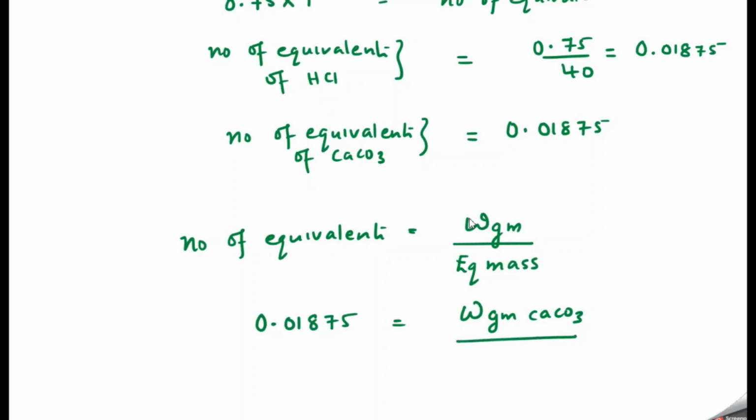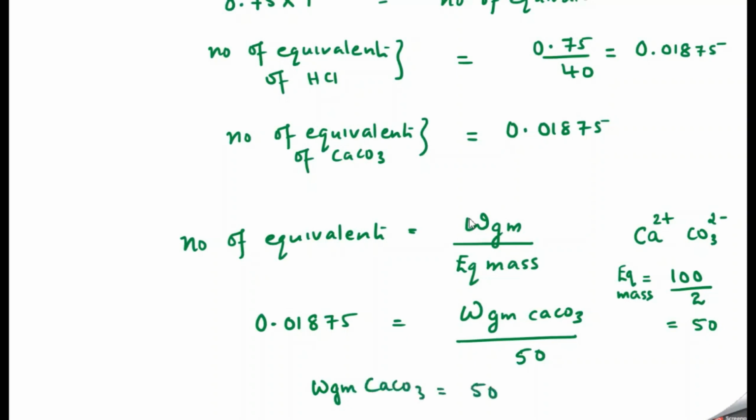What is the equivalent mass of calcium carbonate? We know that calcium carbonate will split as Ca2 plus and CO3 2 minus. So the equivalent mass of calcium carbonate is molecular mass, that is 100, divided by the total charge of the cation or total charge of the anion, that is 2. So you will get 50. That is the equivalent mass. Correct? So I get that value as 50. So tell me the weight in gram of calcium carbonate. Weight in gram of calcium carbonate is equal to 50 multiplied by 0.01875. So if you do this, I hope we should get the same answer. That is 0.01875 multiplied by 50.